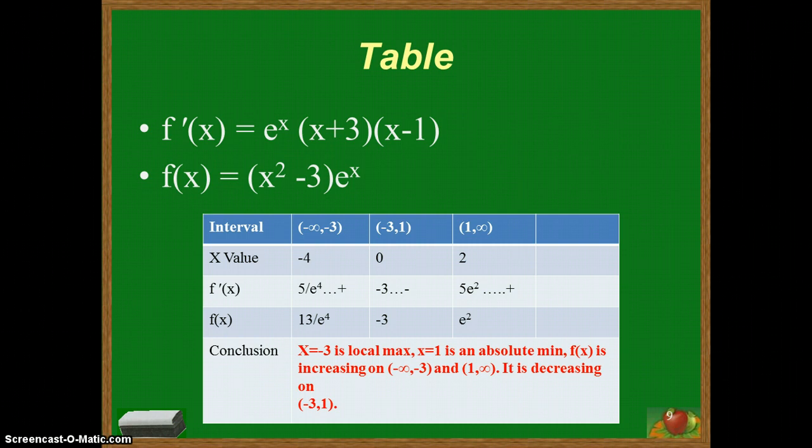And the function value at 1, we haven't evaluated, but the function value at 1 would be -2 times e. So -2e would be the minimum value of the function.